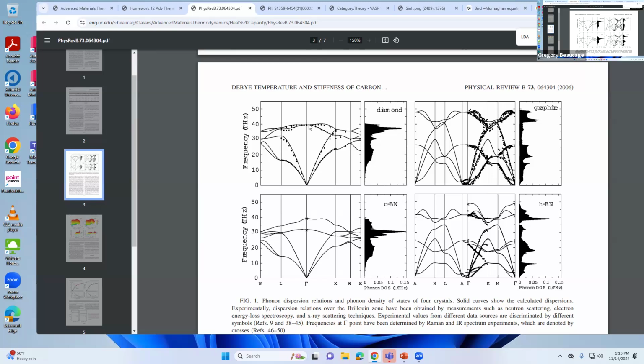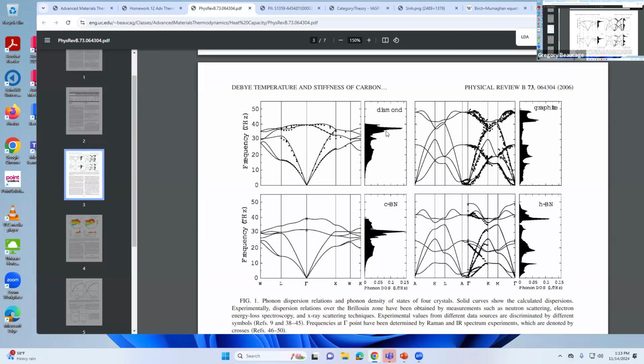So the optical vibrations within the covalent bond stretching of the diamond give rise to the giant peak. And then the optical vibrations within the plane of the sheet of the graphite give rise to the peaks at the high frequency for graphite. And the same with hexagonal boron nitride. So you can tie which vibration gives rise to which of the peaks in the density of states.